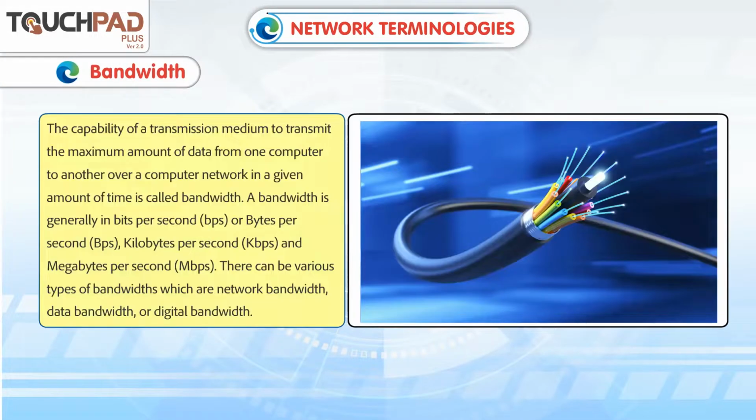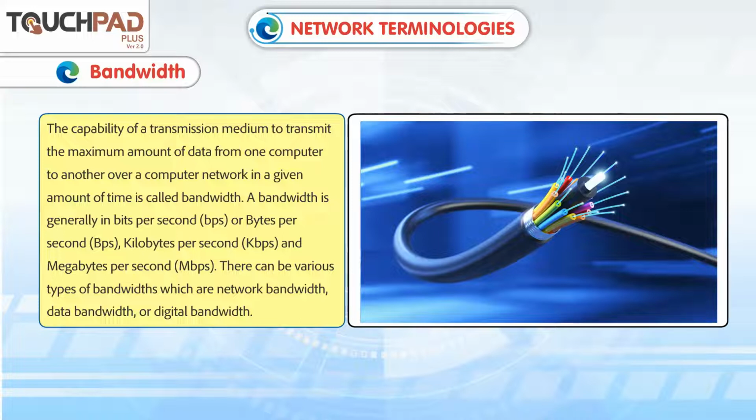Bandwidth. The capability of a transmission medium to transmit the maximum amount of data from one computer to another over a computer network in a given amount of time is called bandwidth. Bandwidth is generally measured in bits per second, bps, or bytes per second, kilobytes per second, kbps, and megabytes per second, Mbps. There can be various types of bandwidths which are network bandwidth, data bandwidth, or digital bandwidth.